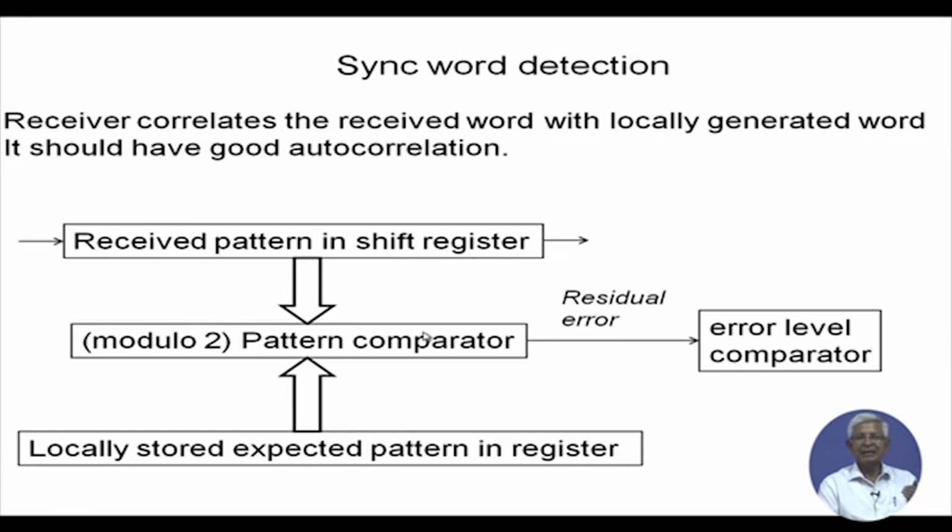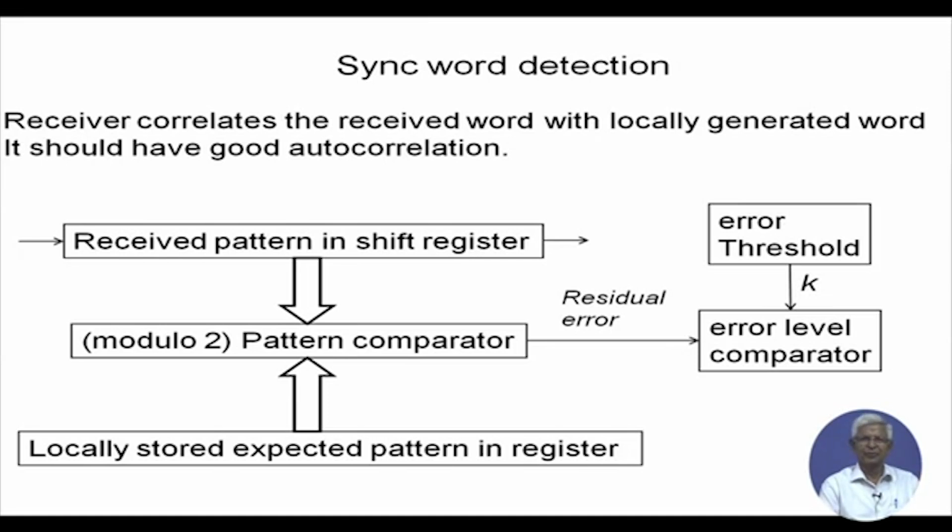Sometimes we tolerate some error level. So, this error level is compared with a threshold error. I can tolerate 1 error, I can tolerate 2 errors, I can tolerate k errors. With this error threshold compared, the detected pulse is generated. So, k could be 0, in that case you are not tolerating any error.